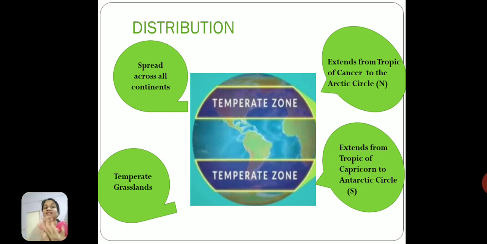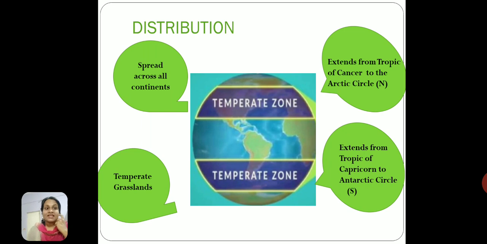Now let's look at the distribution of the climate zone. Where will you find the places that come under the temperate climate? You will find it all across the continents. You will find the temperate zone in all continents. Is there any continent where the temperate climate does not exist? No. You have the temperate climate in all the continents.